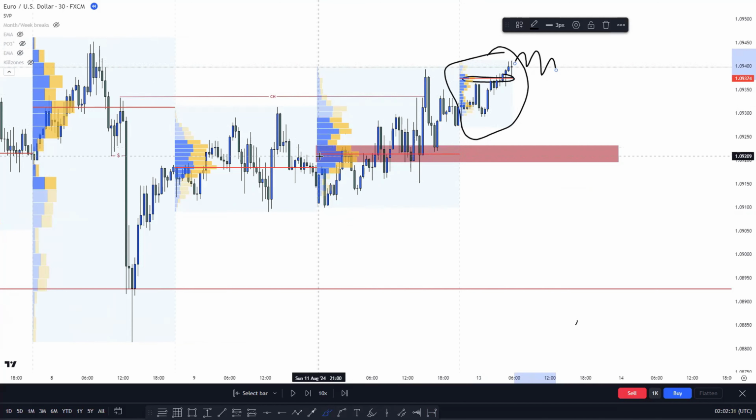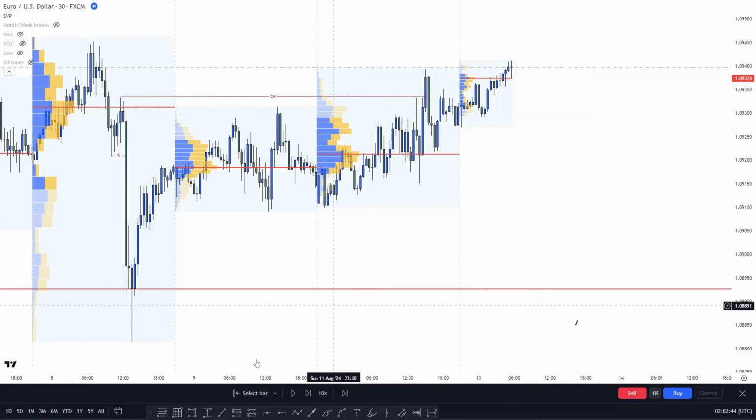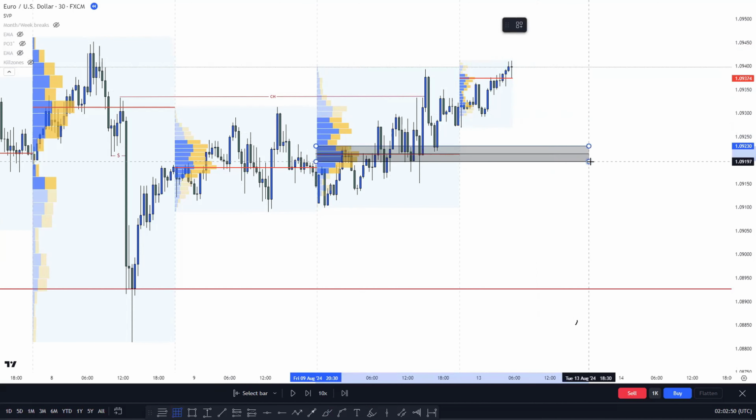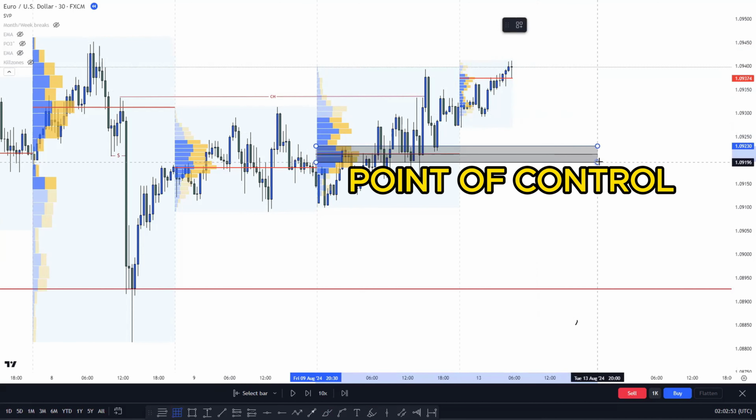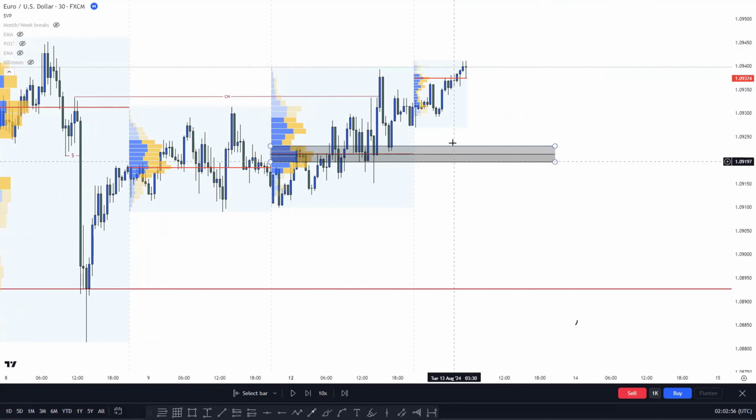So this is basically our point of control, where we are expecting price to come all the way down to give us an optimum trade entry. So we mark this level as our point of control, and we are expecting price to come all the way down here to give us an entry. Right now that we have our session volume profile placed, we have our point of control here. What we are waiting for is for price to come all the way down into an entry.